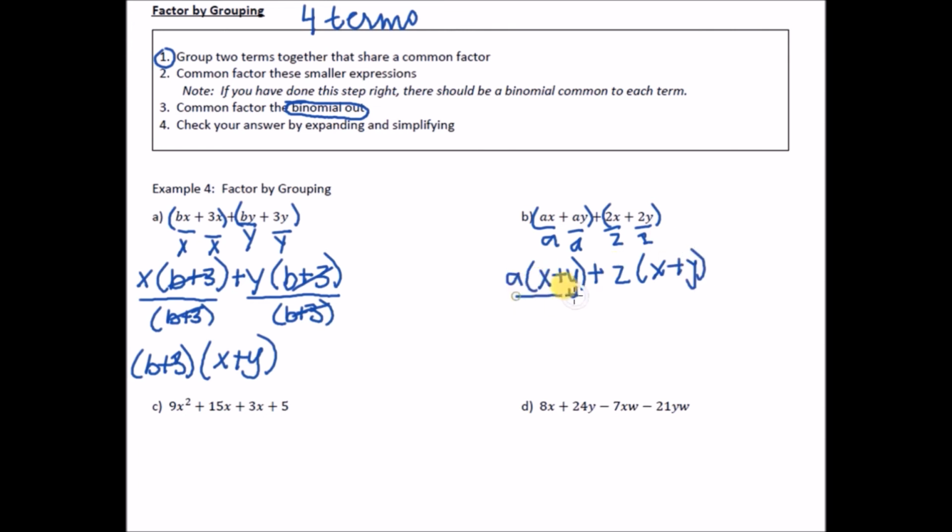Okay, we're going to factor out an x plus y out of both of these terms. And that's going to be our greatest common factor for this, x plus y. And we're left with a plus 2.